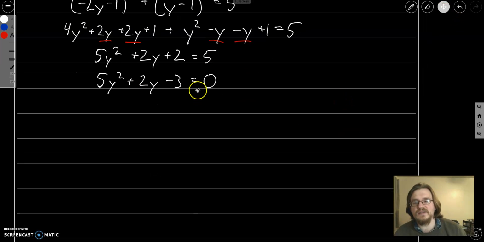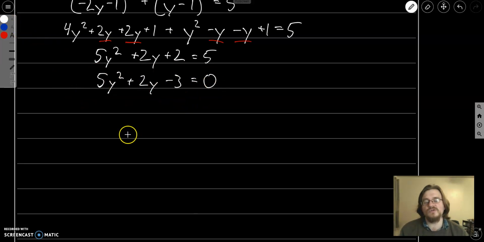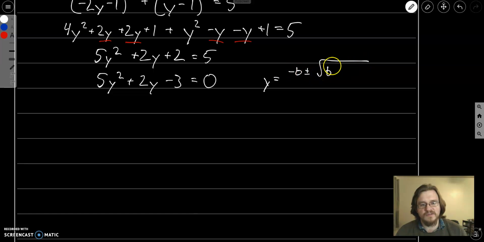And we can look at this, and maybe we don't see if it will factor very easily, very nicely. So let's use our quadratic formula. Just to remind ourselves what the quadratic formula is, in this case y will be equal to negative b plus or minus the square root of b squared minus 4ac all over 2a. It's a bit of a mouthful, but in this case we can plug in our values. a is 5, b is 2, and c is negative 3.